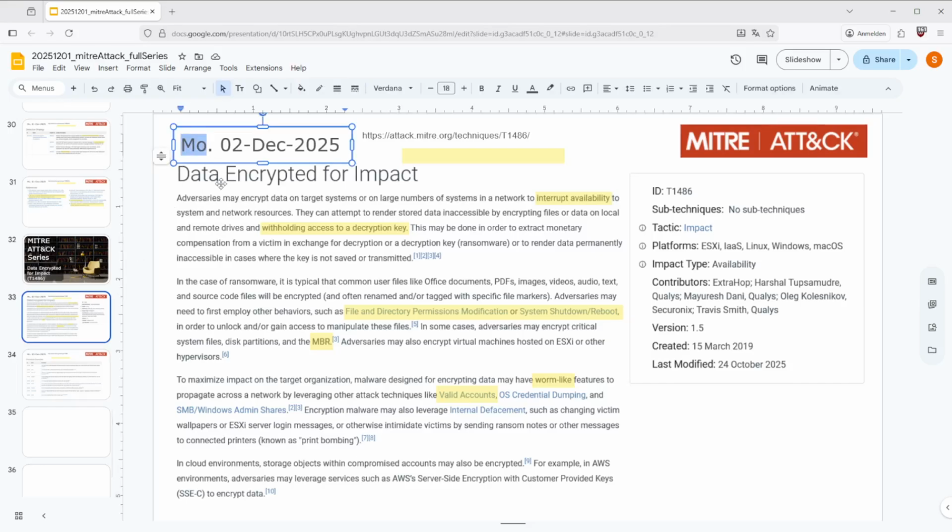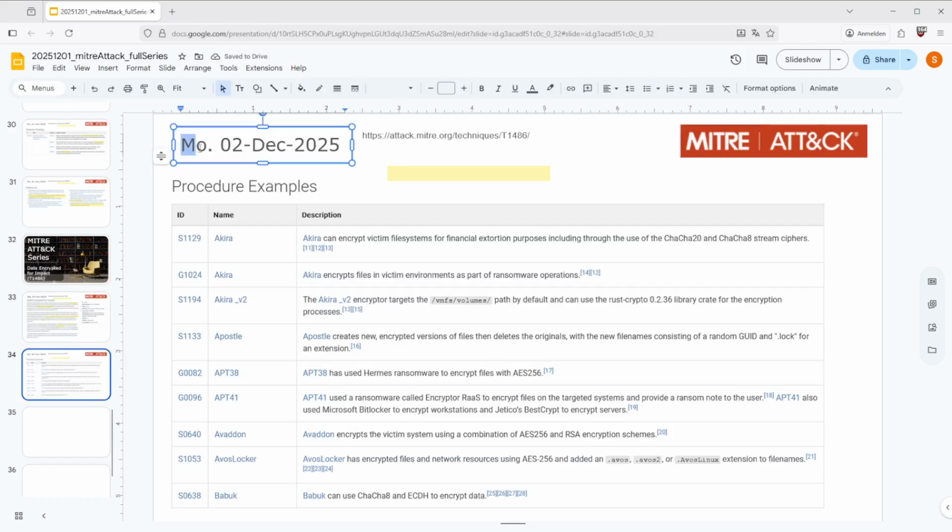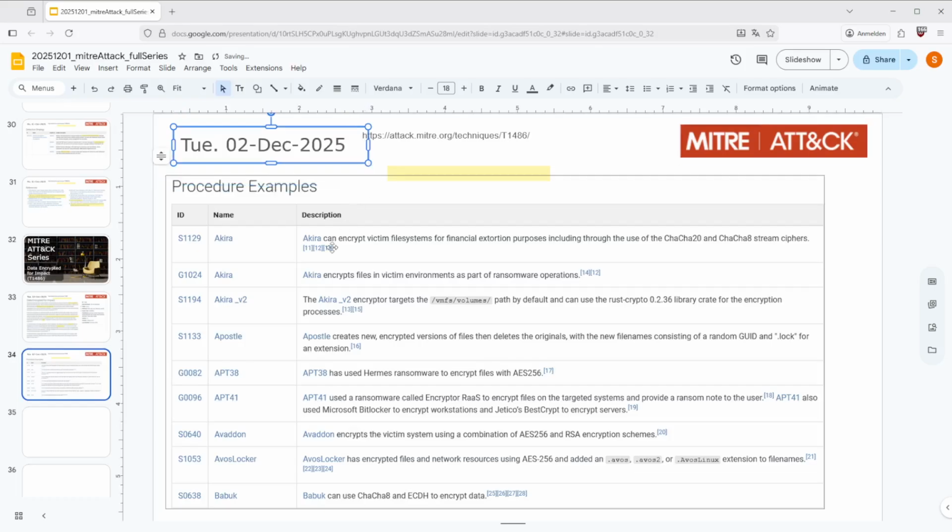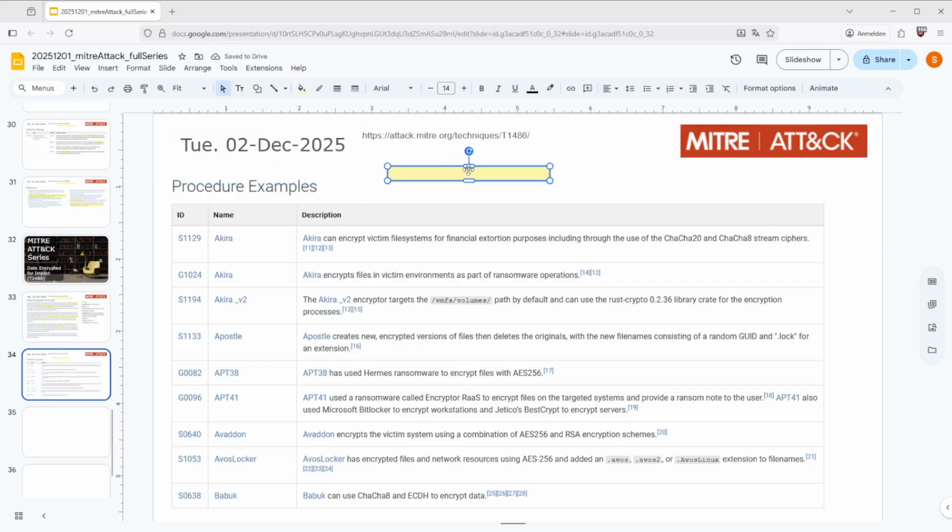And also I just noticed we have the 2nd December. It's not a Monday, it's a Tuesday. It's a Tuesday, we need to put it like this. There we go.